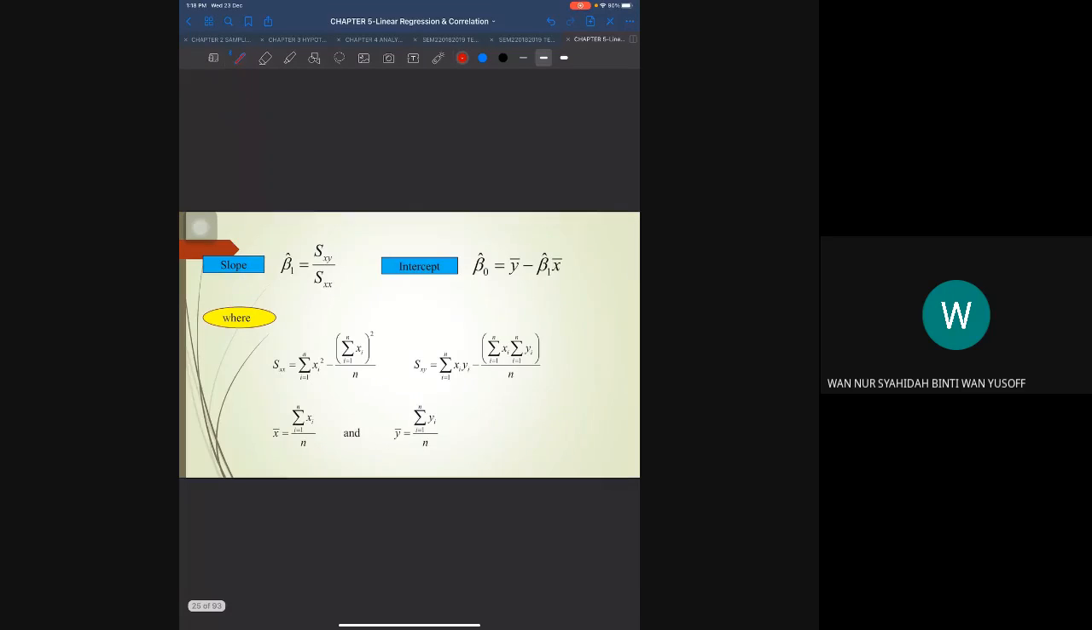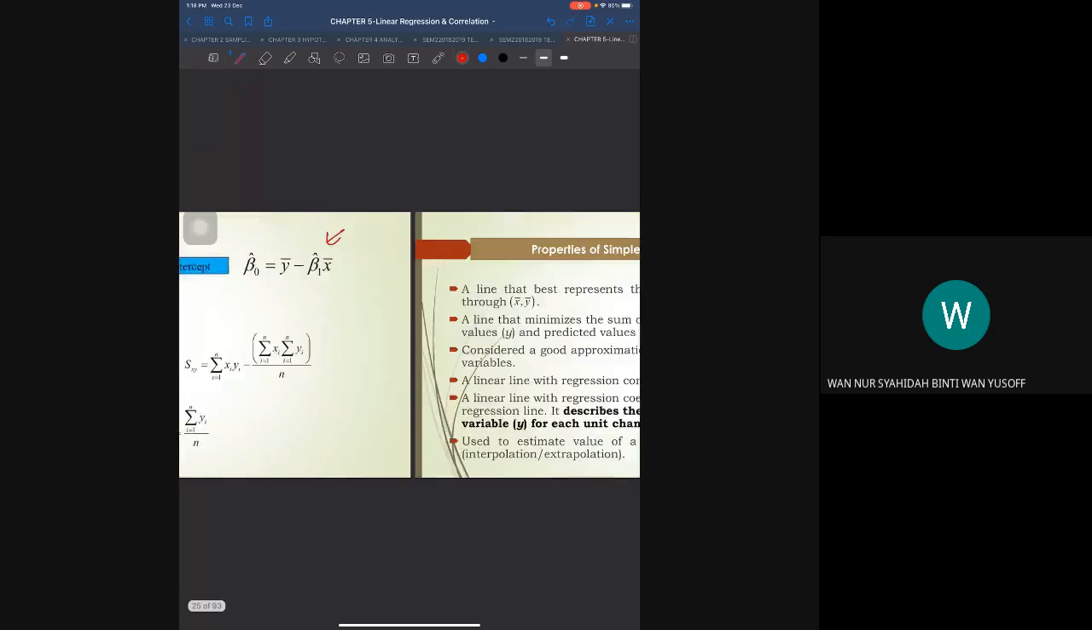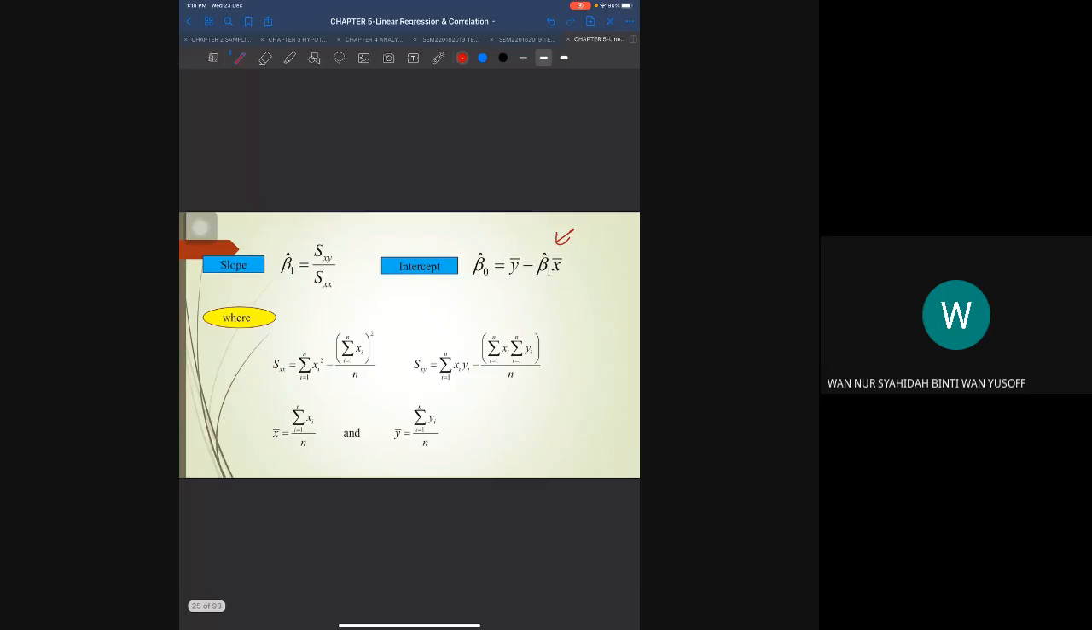So this is the calculation. This one I leave to you to calculate. You can watch the video on how we calculate beta 1 cap and beta node cap. After we calculate, it is compulsory to write your model. So y cap equals beta node cap plus beta 1 cap times x.